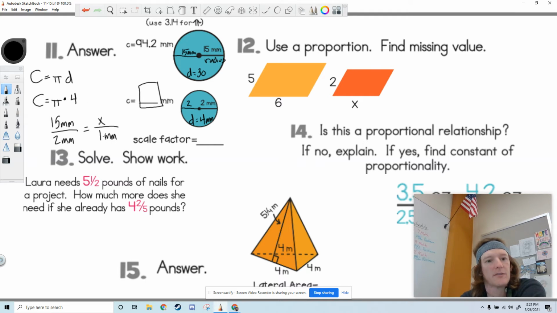Okay, we can solve this proportion. What did we divide by? Scale factor. That'll go there. Number 12, use a proportion, find the missing value.